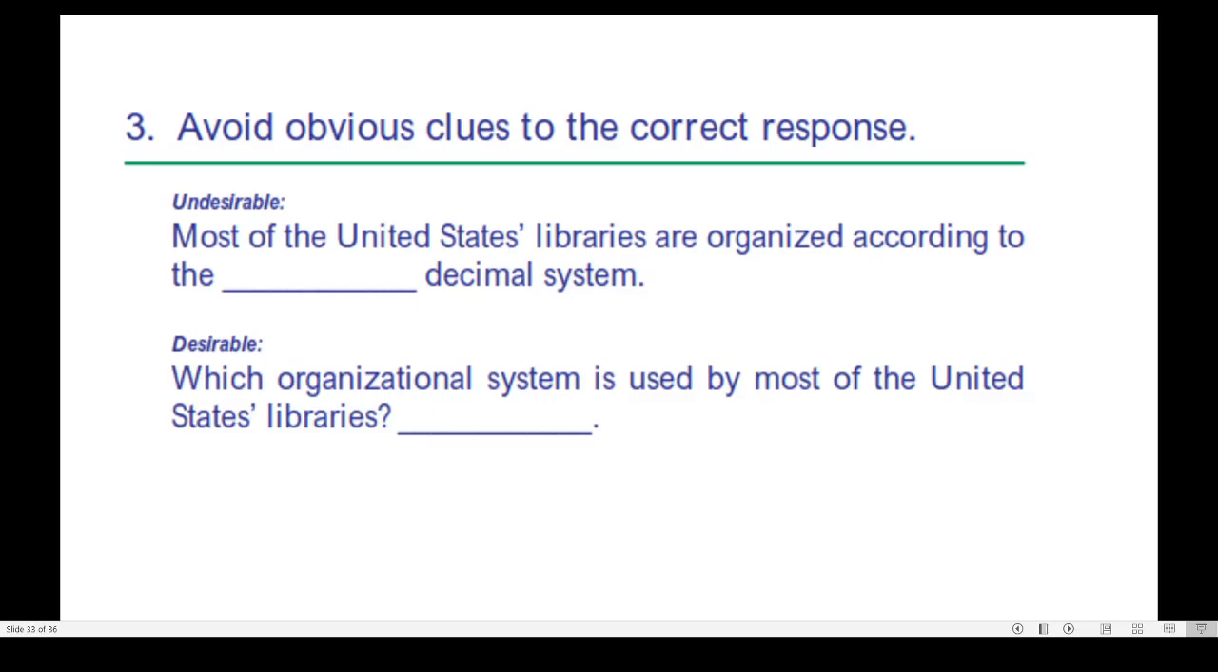Okay, there are many ways that we could organize books in the libraries, and one of which is Dewey Decimal System, and that's the only type of organizing books in the libraries that ends with decimal system. Okay, so you have to avoid that.